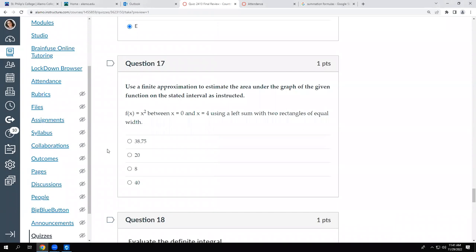Okay, let me write number 17 down. What is this? Oh, I remember this. This was interesting. There was one of these in chapter 5. We finally made our way to chapter 5.